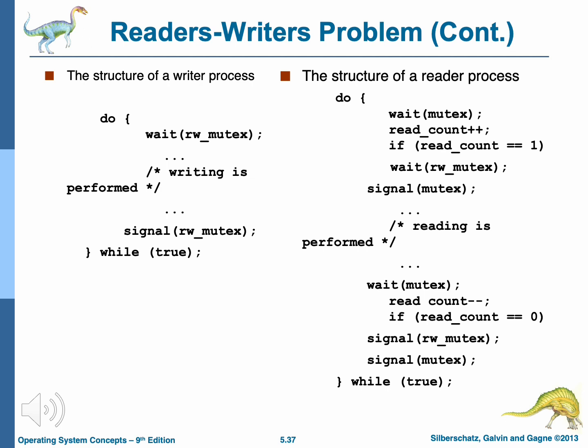Reader-writer locks are most useful in the following situations. In applications where it is easy to identify which processes only read shared data and which processes only write shared data. In applications that have more readers than writers. This is because reader-writer locks generally require more overhead to establish than semaphores or mutual exclusion locks. The increased concurrency of allowing multiple readers compensates for the overhead involved in setting up the reader-writer lock.